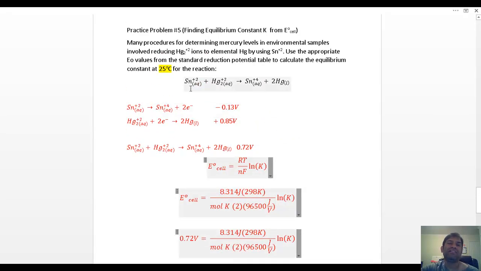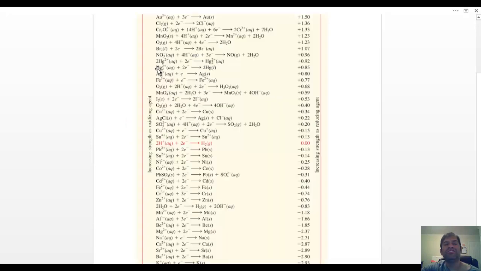So we would expect Sn2+ to be oxidized and in turn reduce Hg2 2+ to Hg liquid. So looking at it here, Hg2 2+ is here, Sn2+ to Sn4+ is right here. So yeah, we would expect this to flip it. We would expect this to stay the same and flip this to Sn2+ going to Sn4+.